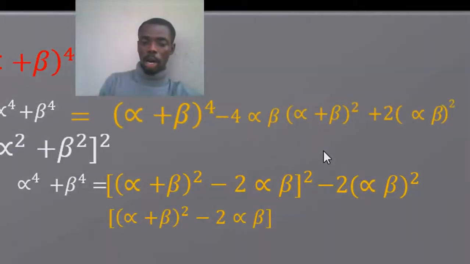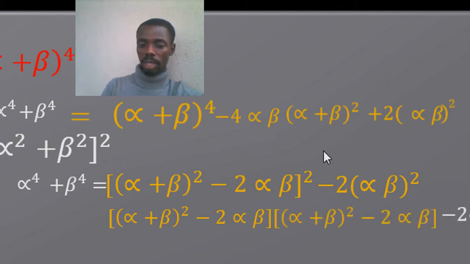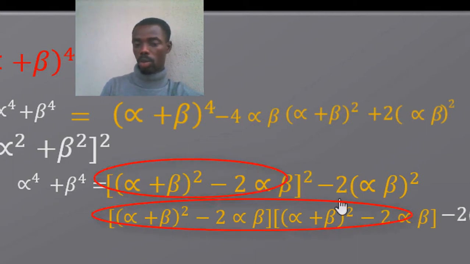Alright, welcome back. I believe you have checked it, and let's expand that square bracket. Expanding that square bracket will give me 2 of that square bracket. Of course, the value in the square bracket multiplied by the same value in the square bracket. That is the effect of this square. Then minus 2 alpha beta all squared.